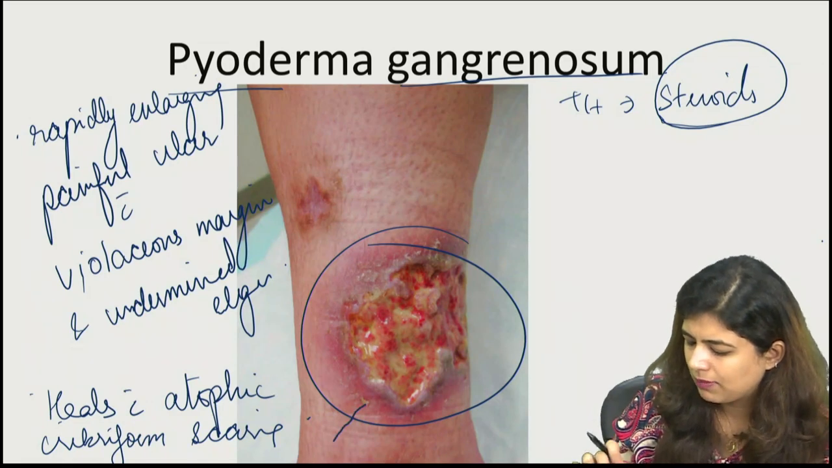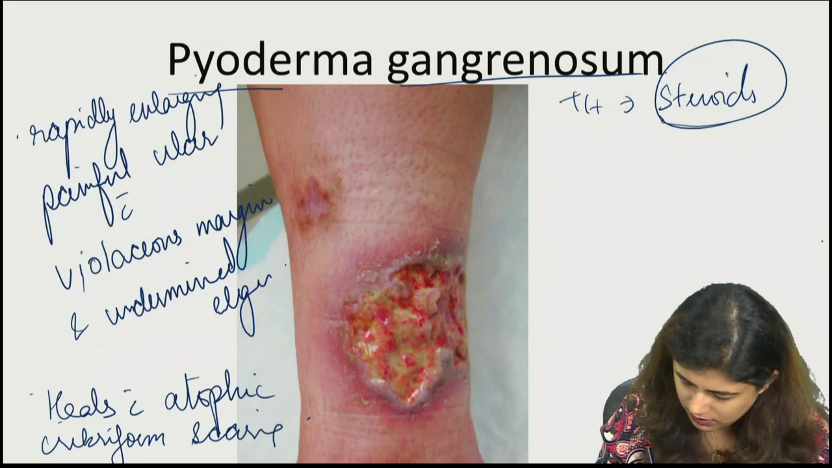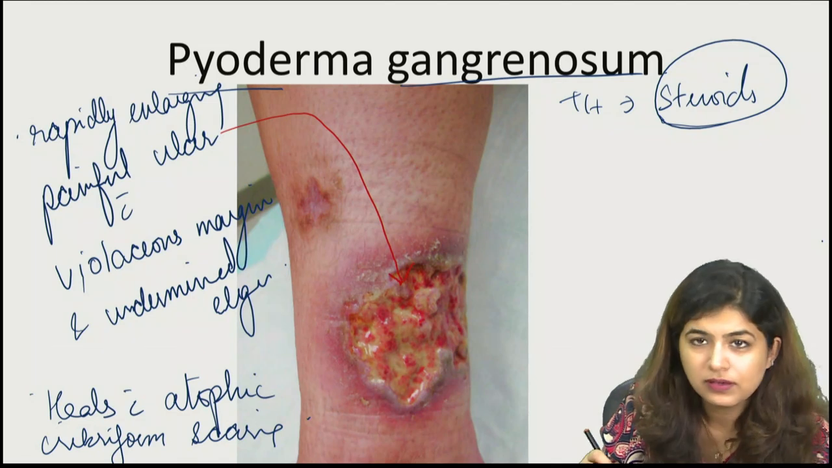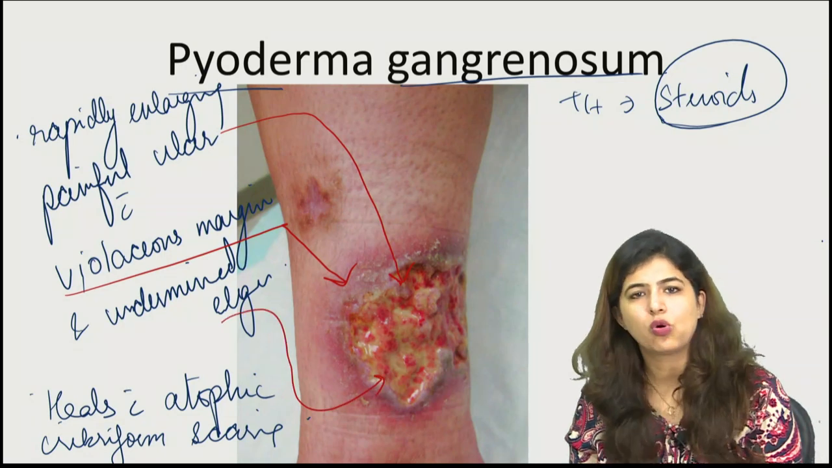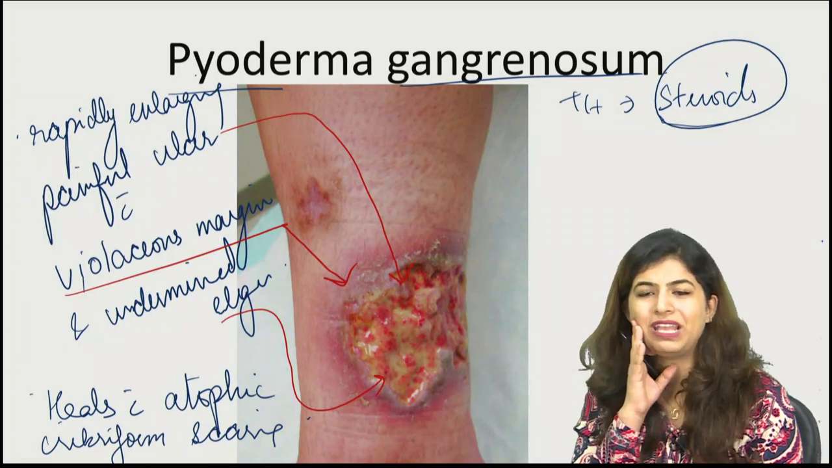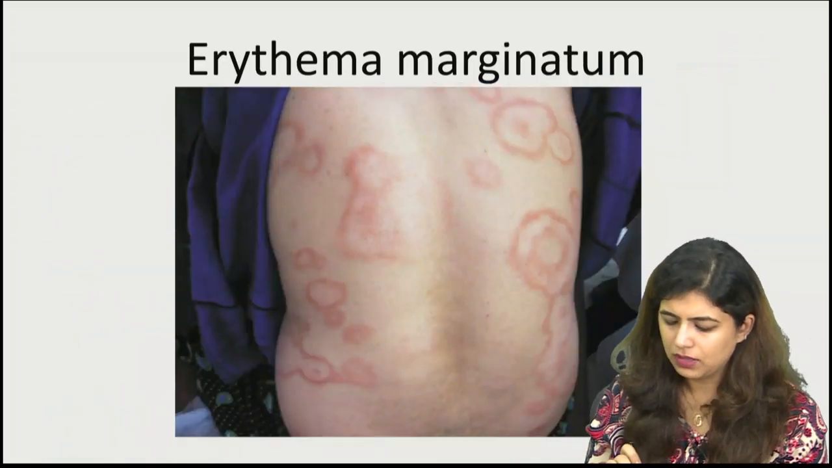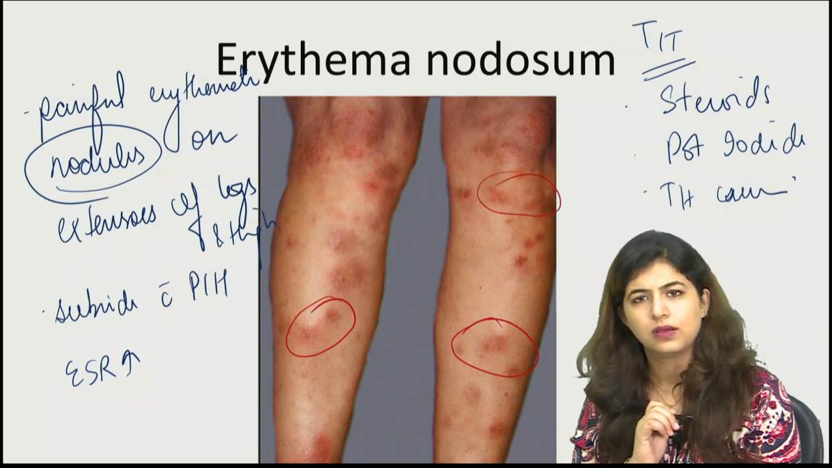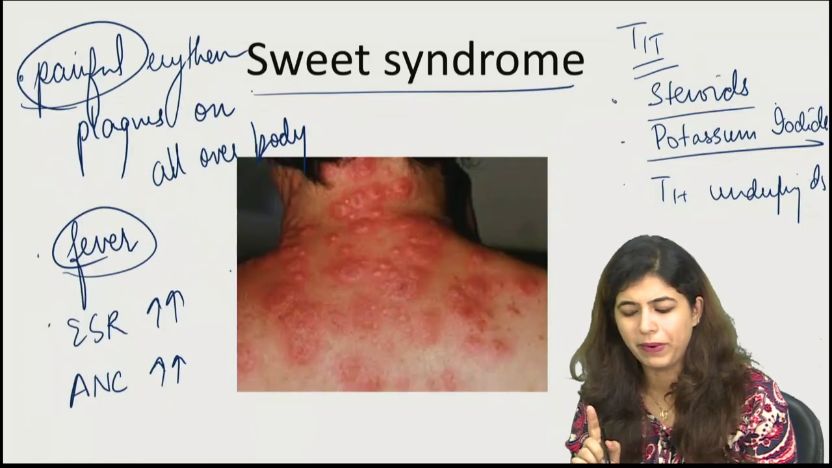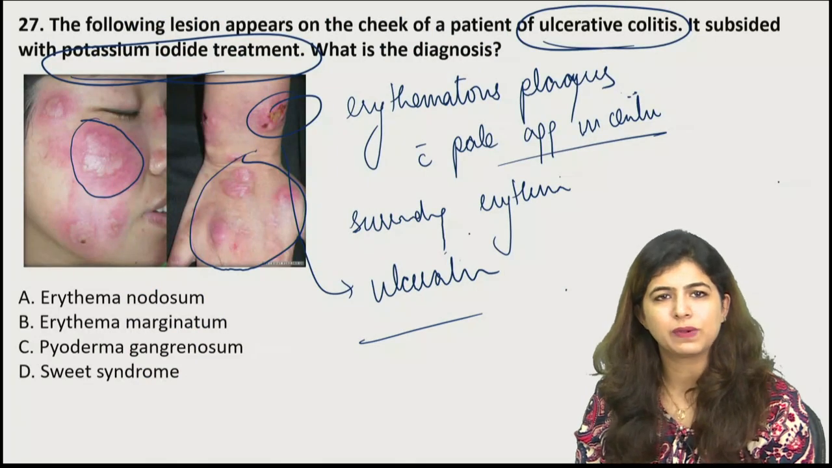If you notice the image, the image has an ulcer. Notice here, see, this is the ulcer. Then the violaceous margins are there, and undermined edges you may notice when you examine. So all the things that I have mentioned in the text, you see in the image here. So even if you get a question on pyoderma gangrenosum, you can solve it with the information that I have given you here. With erythema nodosum, you see these multiple nodules on the shin. Again, the image in the question doesn't look like this, but the image in the question looks like this. So this picture and this picture are similar.